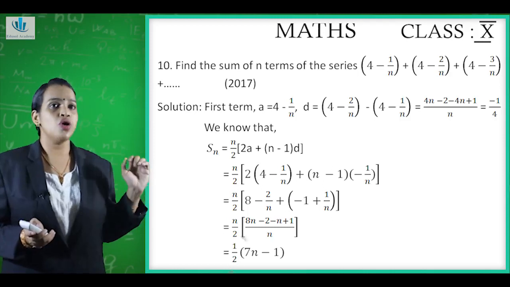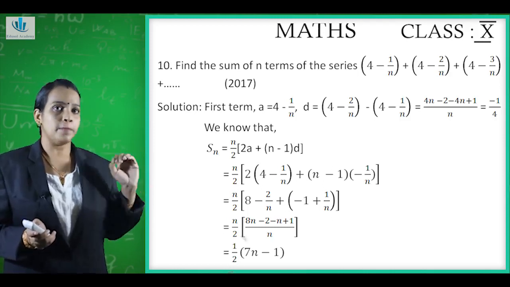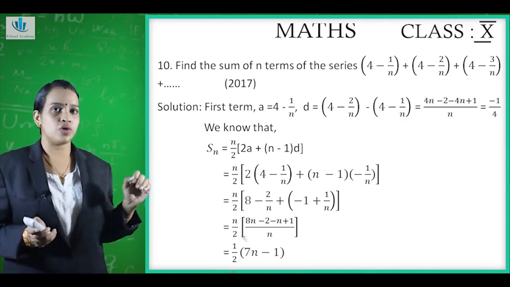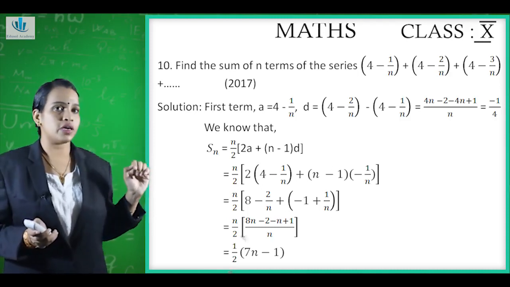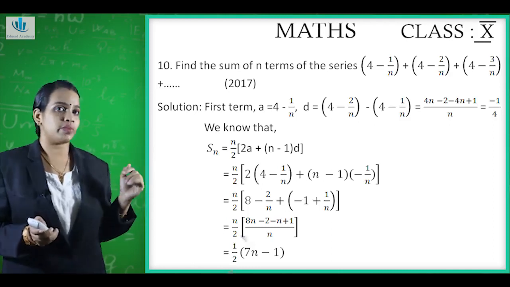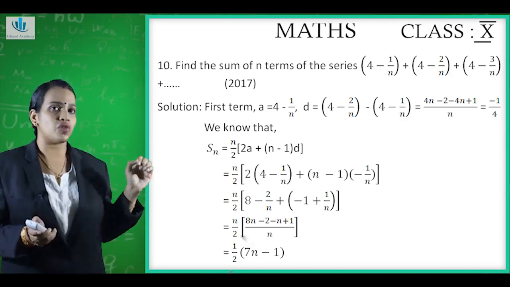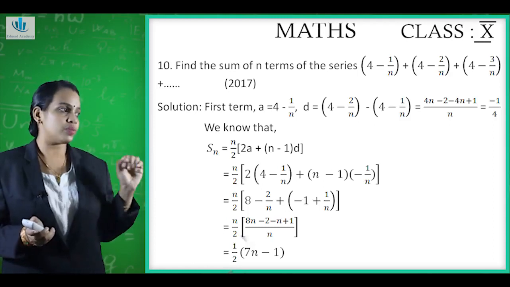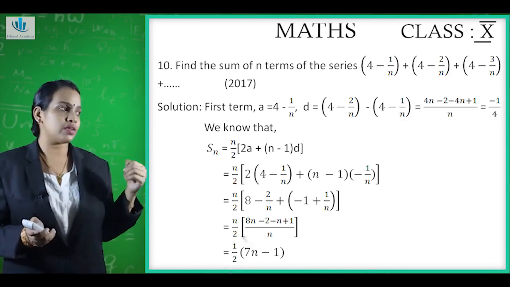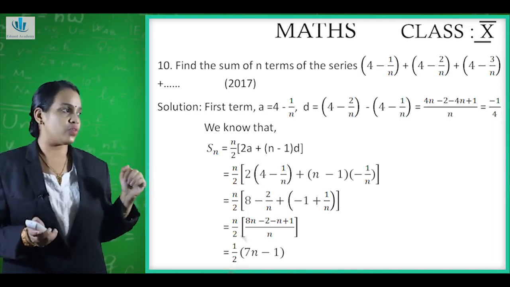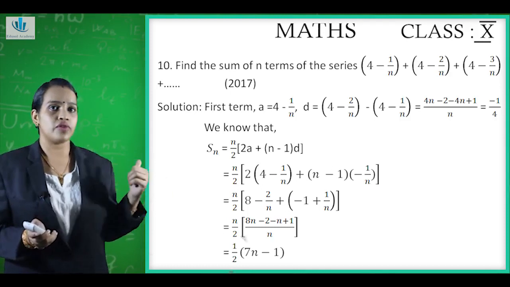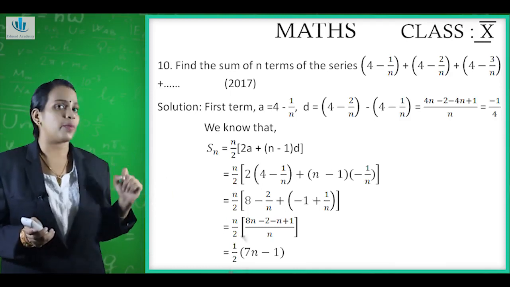d is equal to (4 minus 2 upon n) minus (4 minus 1 upon n), which is equal to, when we cross multiply the first bracket, it becomes (4n minus 2), the second bracket minus (4n minus 1), and n is common. So, it becomes upon n, equal to 4n minus 4n, which is 0, minus 2 plus 1, which is equal to minus 1. So, minus 1 upon n. So, our common difference is minus 1 upon n.